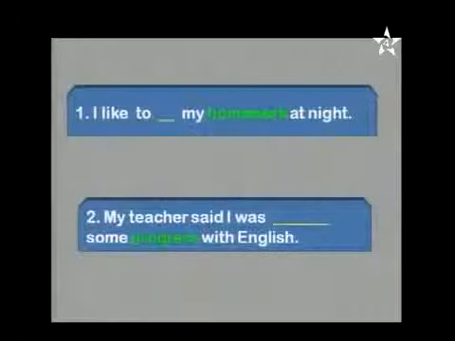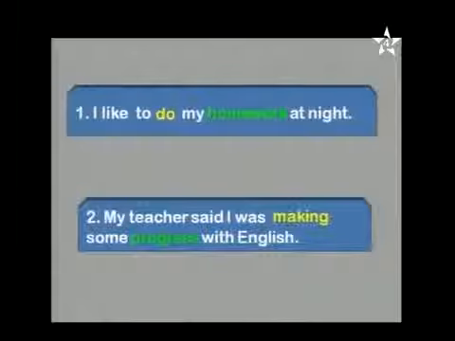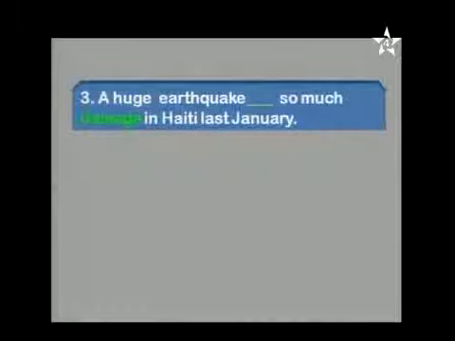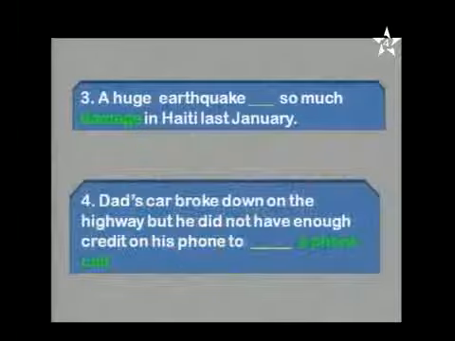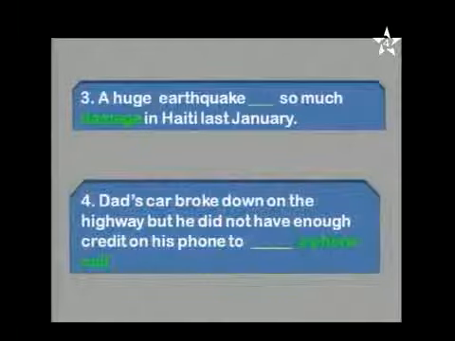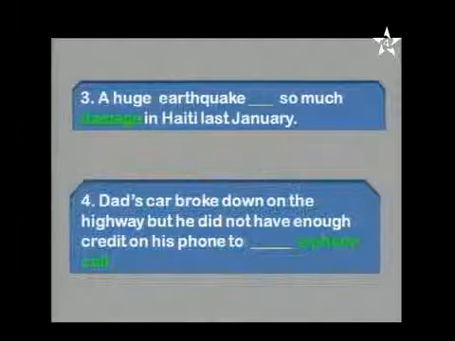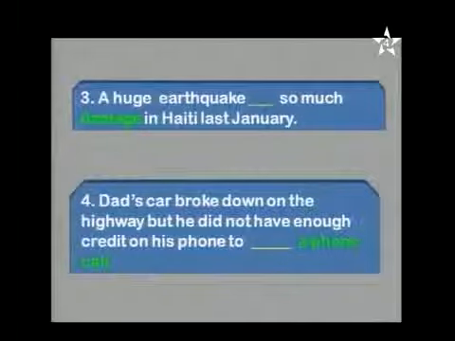So what do we say for homework? We say to do homework. I like to do my homework at night. Number 2, my teacher said I was doing or making? Good, making some progress with English. Number 3, a huge earthquake did so much damage in Haiti last January. And number 4, Dad's car broke down on the highway, but he did not have enough credit on his phone to make or do a phone call.